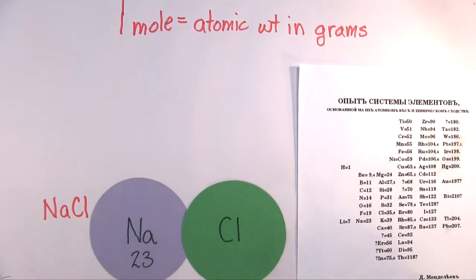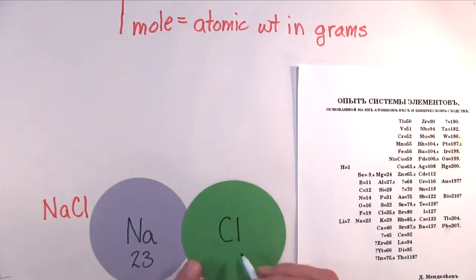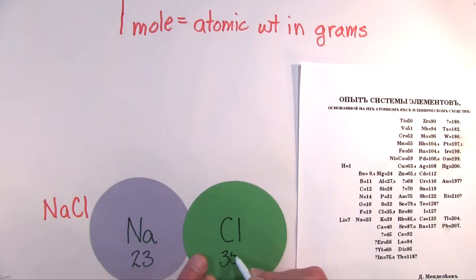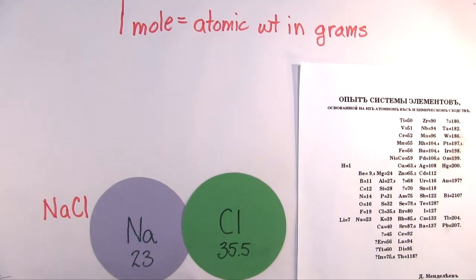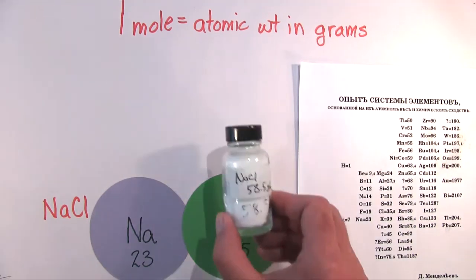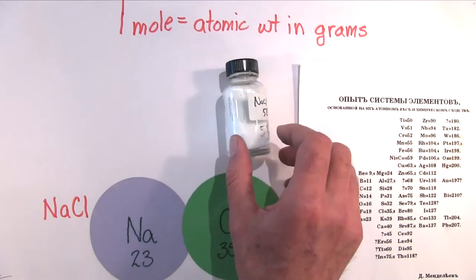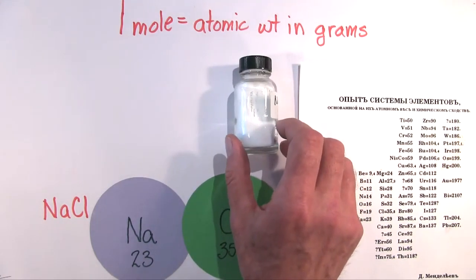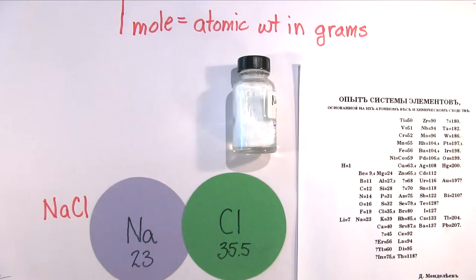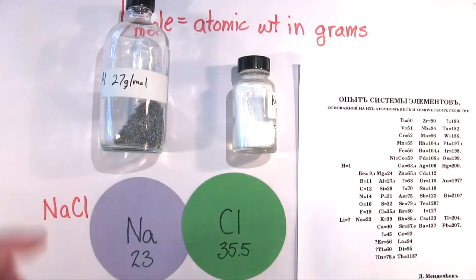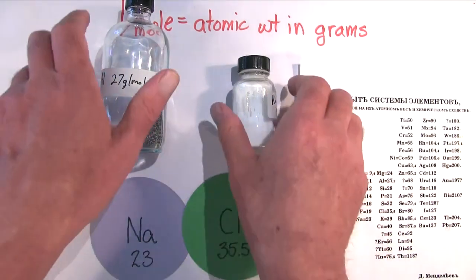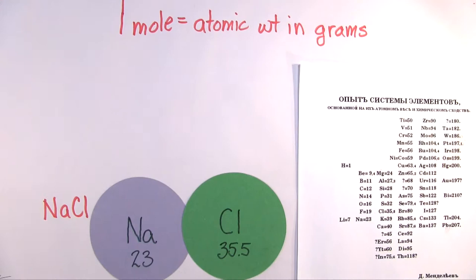And chlorine, right here, comes in at 35.5. Now we need to add these together. If we add these two together, we get 58.5 grams. There's 58.5 grams of sodium chloride. That has the same number of particles in it as 27 grams of aluminum. Okay? So what about something a little bit more complex?